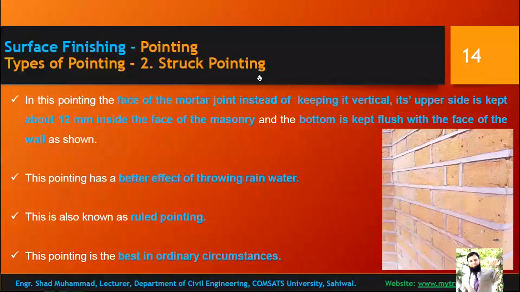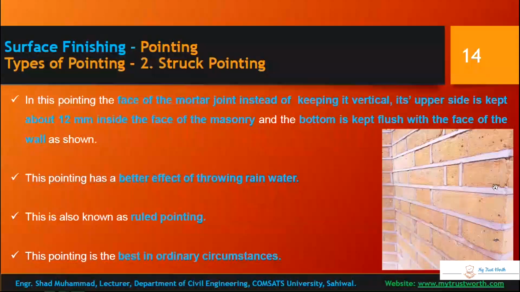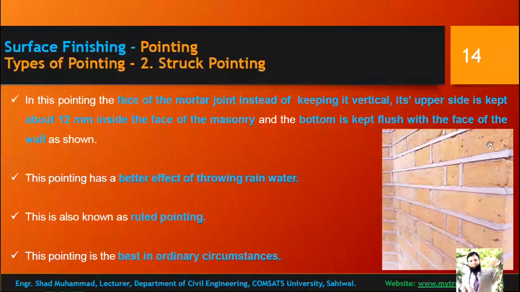The second type of pointing is struck pointing. In this pointing, the face of the mortar joint, instead of being kept vertical like flat pointing, has its upper side kept about 12 millimeter inside the face of the masonry, and the bottom is kept flush with the face of the wall, exactly in plane with the face of the brick.